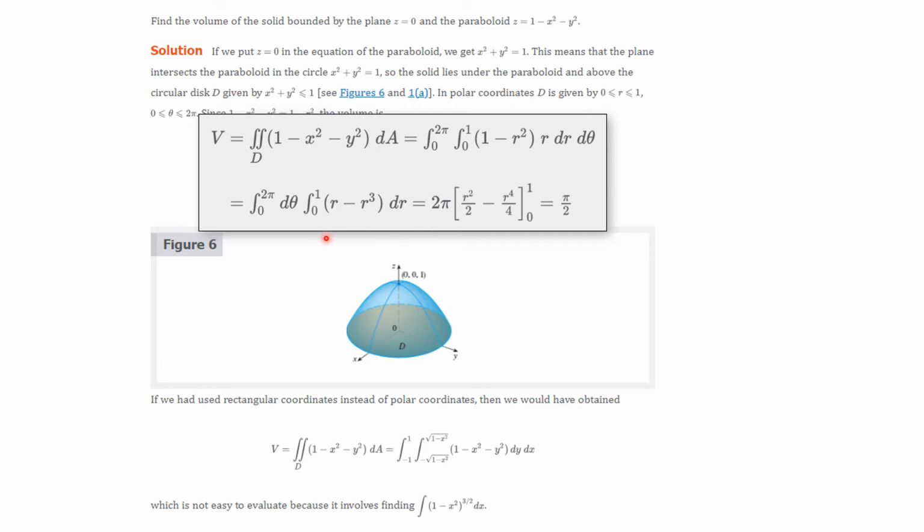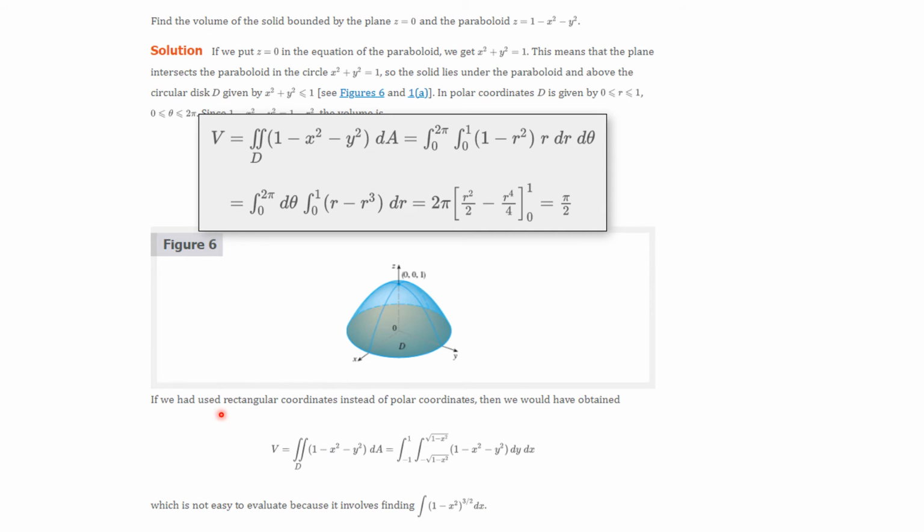We distribute the r, getting this, and notice that we have this, so we perform this integral first, and so when we integrate, we get this, and we do the integral 0 to 1, and we'll get, I think, 1/4 for that, and then we take that, and this is integrating then a constant all the way from 0 to 2 pi, so at the end we get pi over 2.